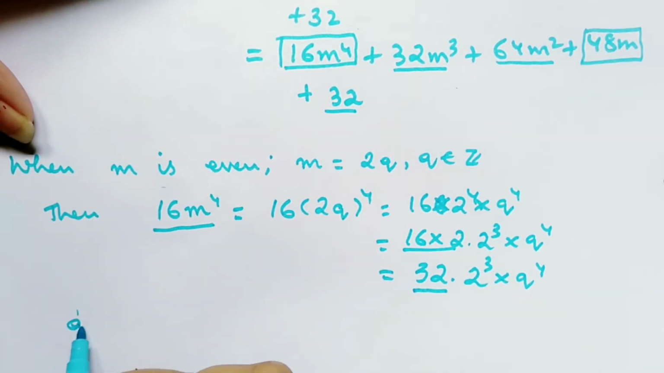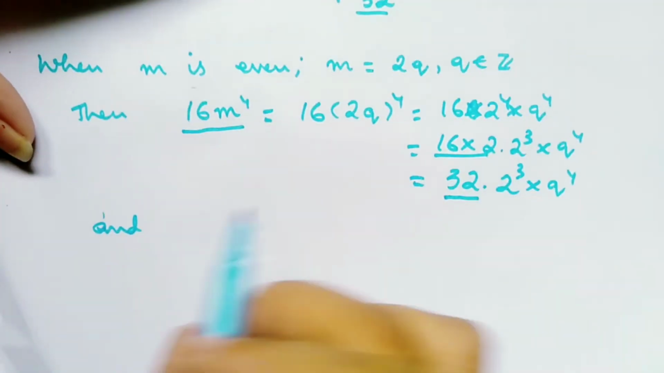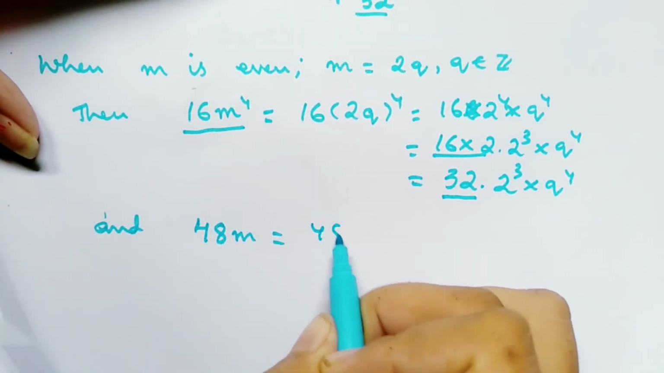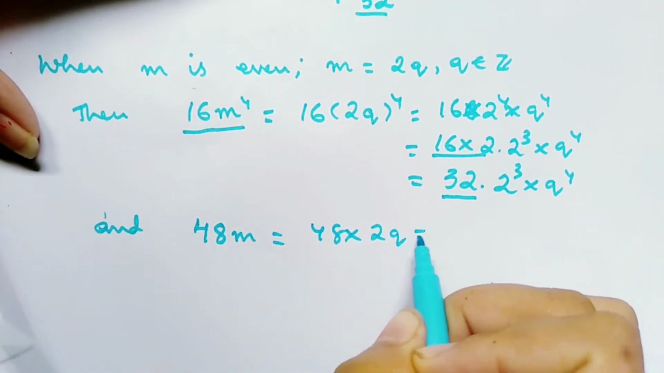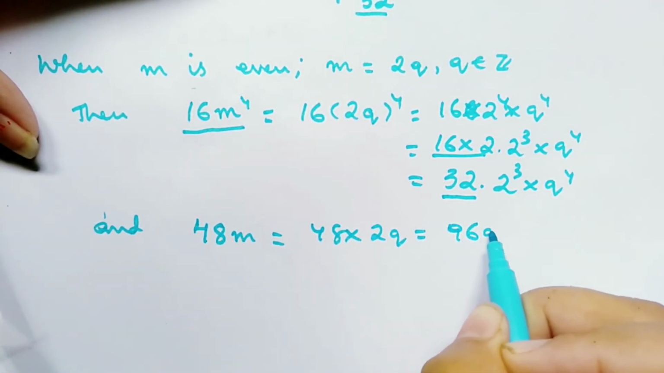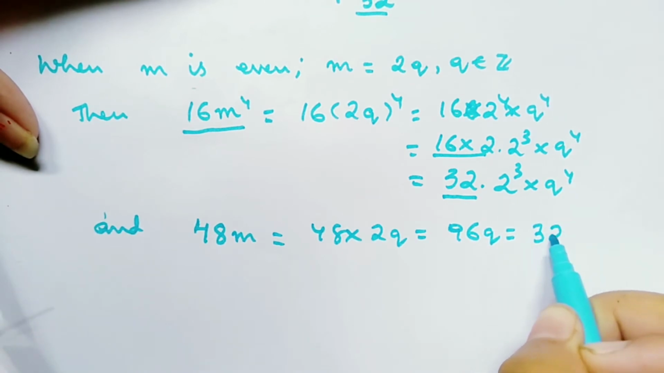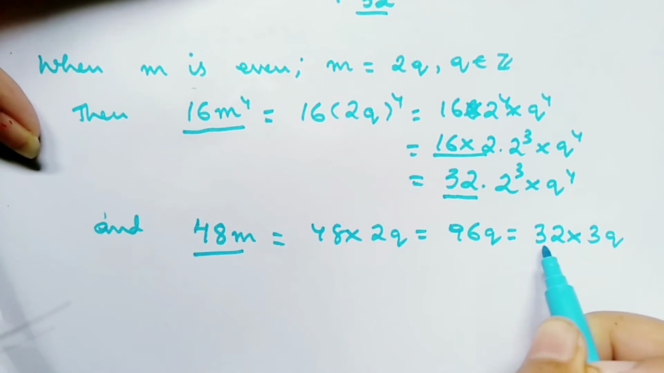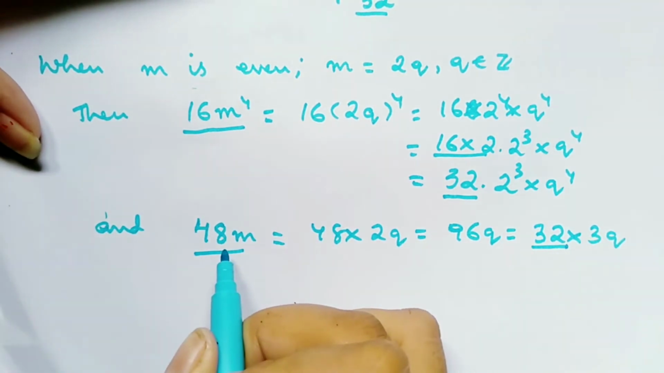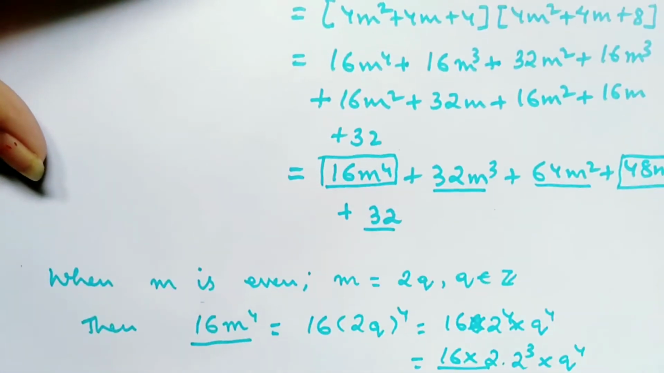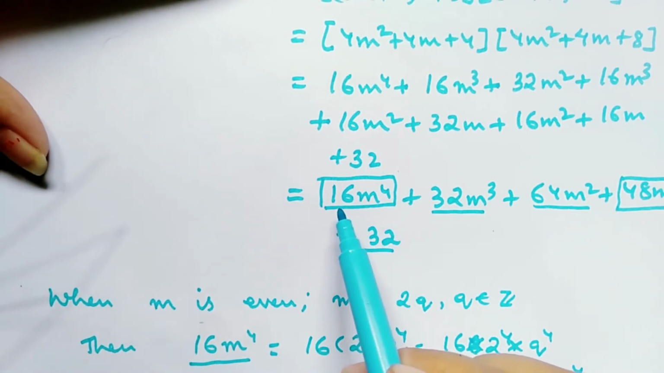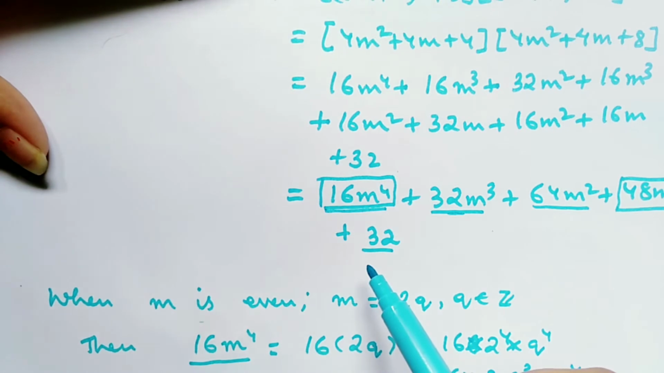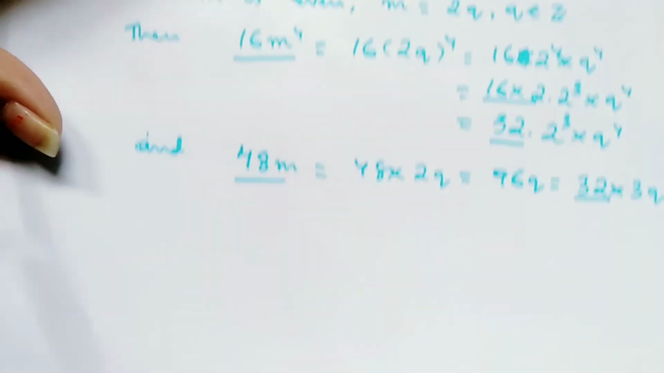Okay, and next for 48m, 48 into 2q, we have 96q, and here we can write this as 32 into 3q. So this is also a multiple of 32, so it is divisible by 32. So when m is even, all these terms here are divisible by 32. Next we check when m is odd.